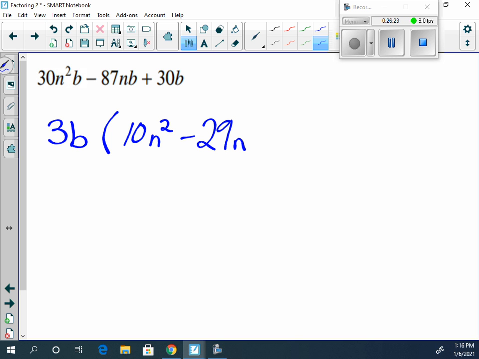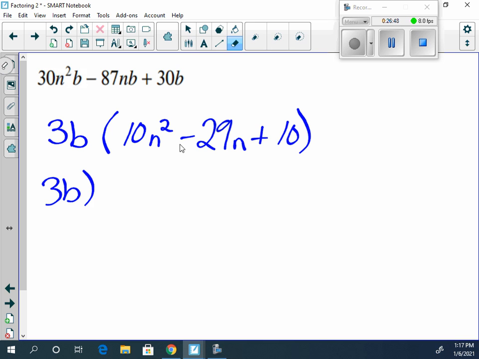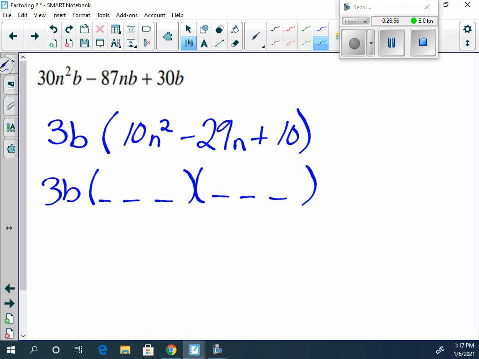And last but not least, we're factoring 3b out of 30b. Well, 30 divided by 3 would give us 10, and the b factors out completely. So once we've factored out the 3b, we're left with 10n squared minus 29n plus 10. And there are no other greatest common factors. So we can move on to our two sets of parentheses with 3 spaces.